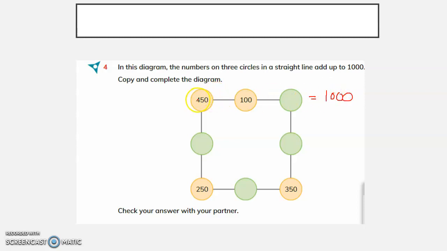When you add these 3, the sum is equal to 1000. Similarly, when you add these 3, the sum is equal to 1000. That is what is said. When you add the 3 circles in a straight line, how much should you get? You should get 1000. So you have to find the value in the missing circle.